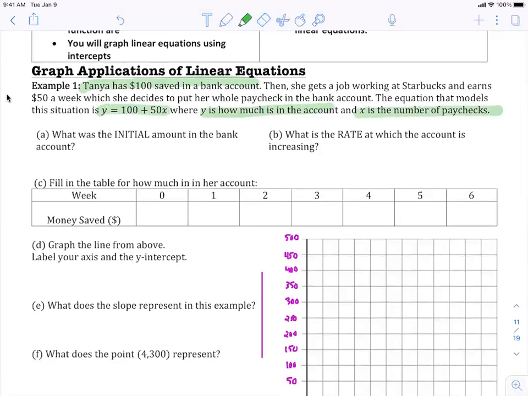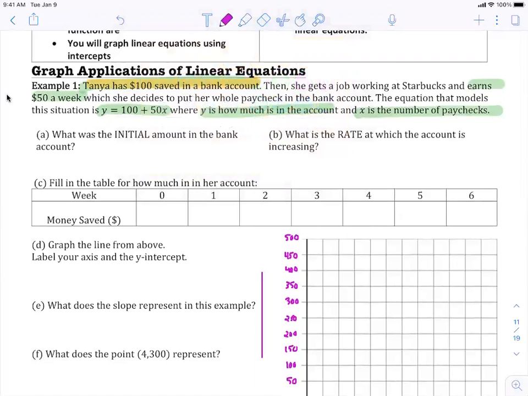For some reason that didn't highlight. Those pieces right there are really probably the most important things that we need to know. For part A, the first question asks us what was the initial amount? This really just means what is the amount of money that she started off with before she started saving from her job. That's where the first sentence comes into play. It literally says she has saved $100 in a bank account before getting the job.